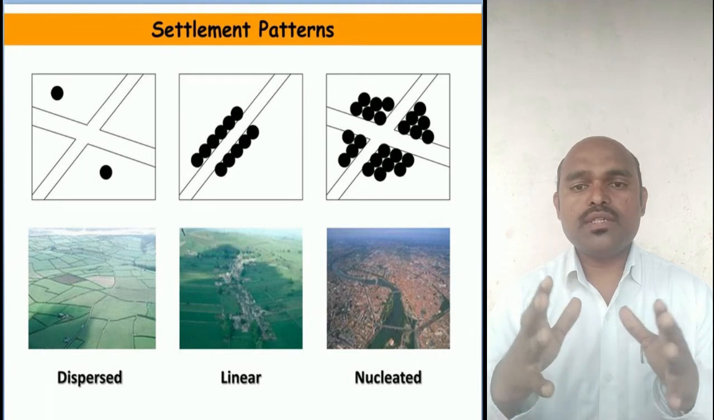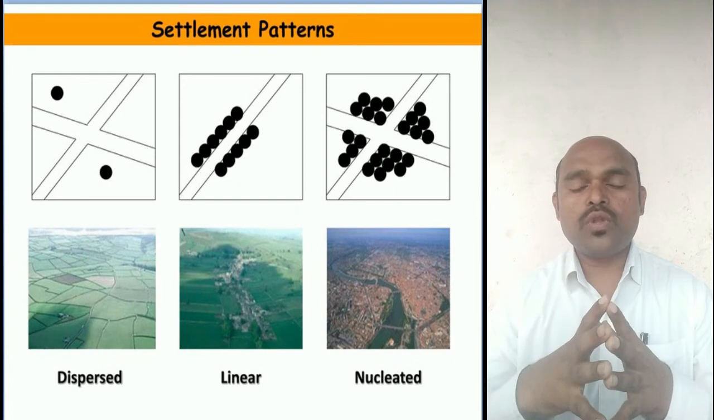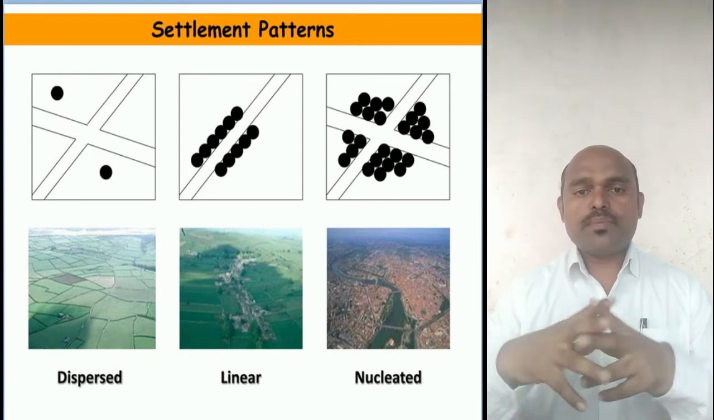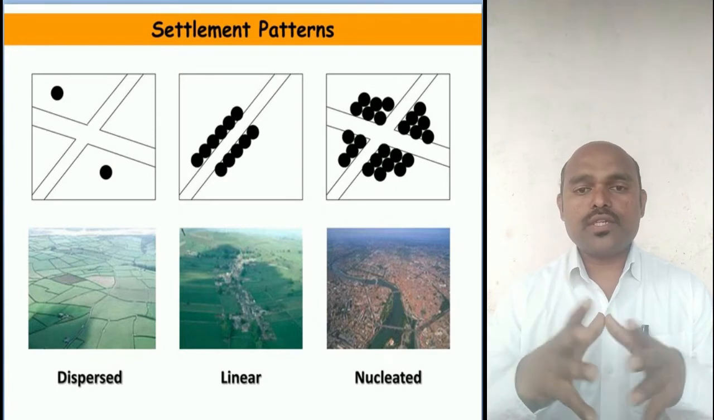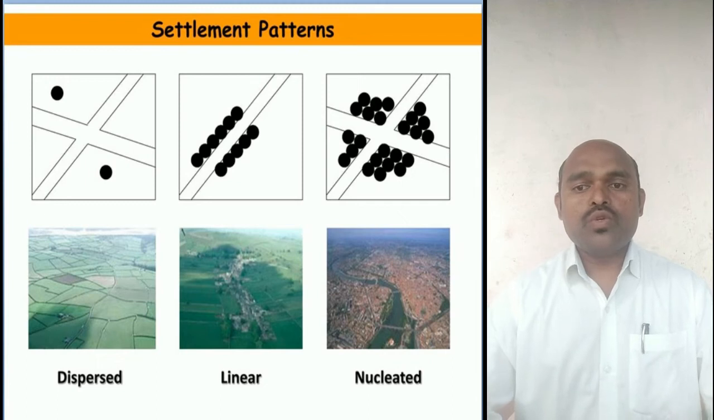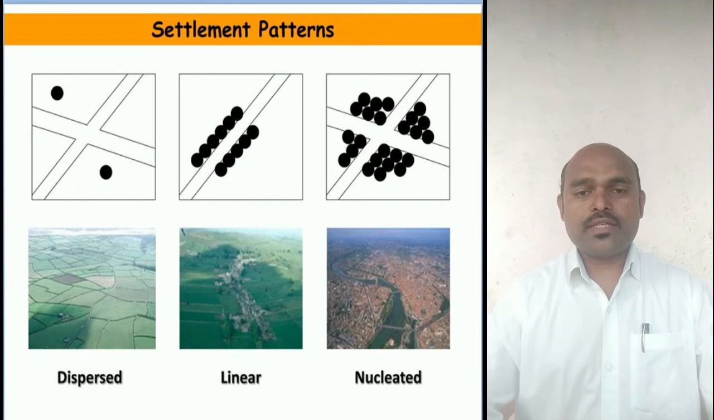So basically it is dispersed and the nucleated settlement patterns are part of these rural settlements. These two types of patterns, dispersed and nucleated settlement patterns, we are going to discuss in this chapter. These two types of patterns we find in India and in Brazil.